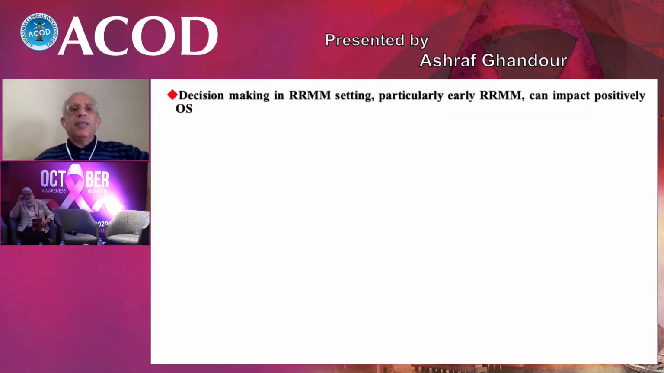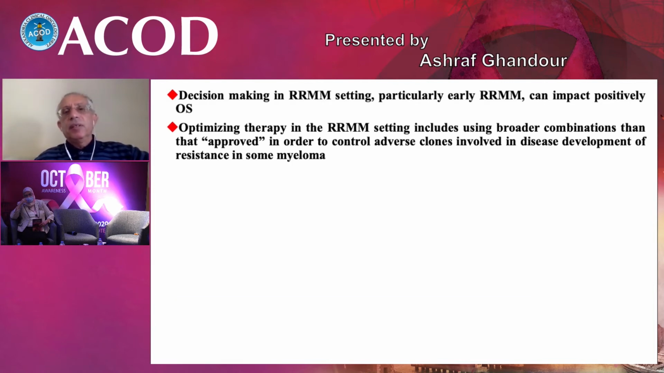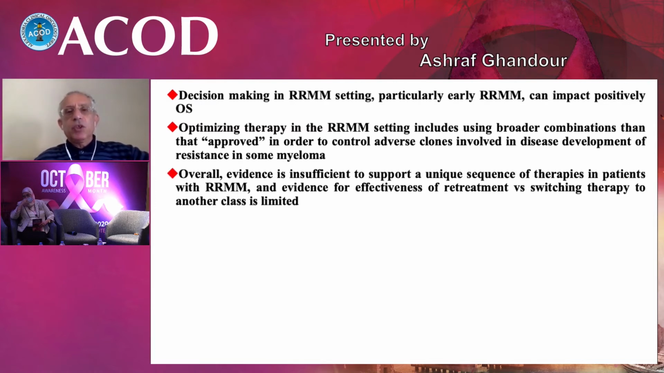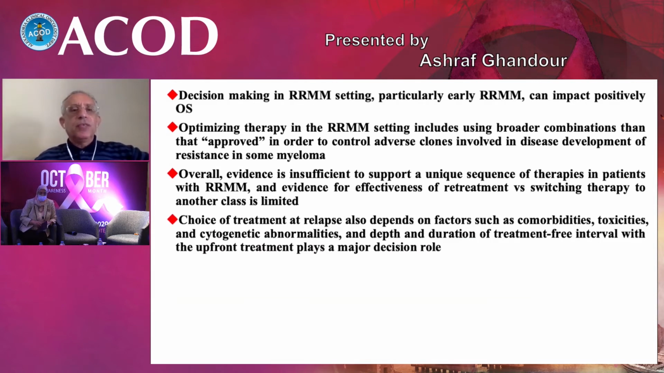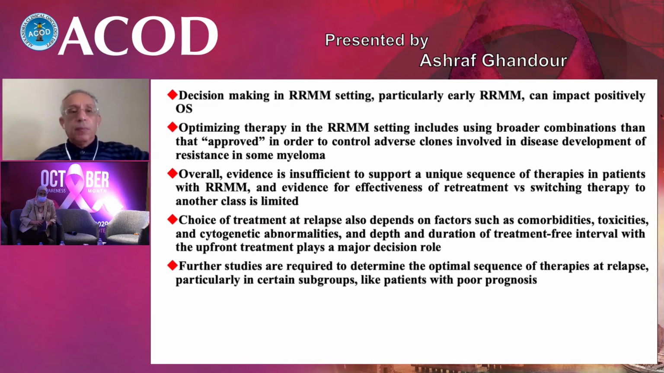Decision making in the relapsed refractory setting, particularly early relapse, can impact overall survival positively. Optimizing therapy in the relapsed refractory multiple myeloma setting includes using broader combinations than those approved. Overall evidence is insufficient to support a unique sequence of therapy. I don't have any sequence of therapy in such patients. Choice of treatment at relapse depends on factors such as comorbidity, toxicity, and all other things; upfront therapy plays a major decision role. Further studies are required to determine the optimal sequence of therapy. We don't have a sequence of therapy now.